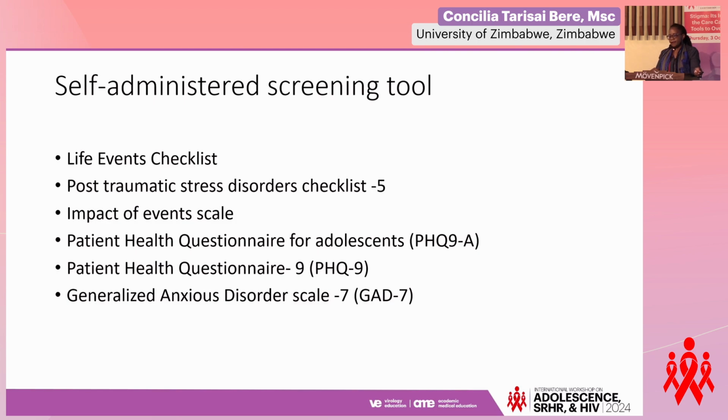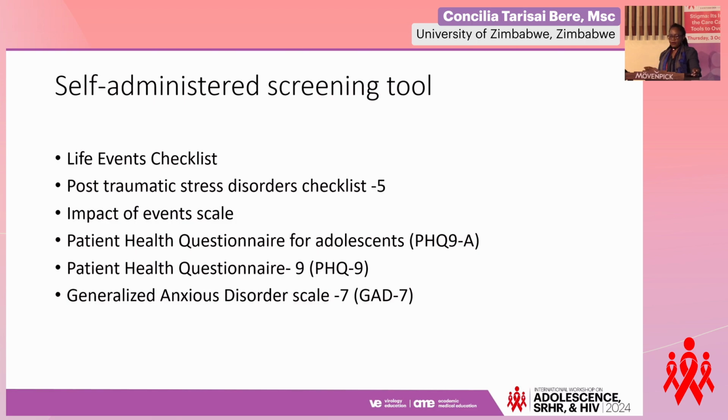I wanted to highlight a few that have been highly validated for use in Africa. The first one is the Life Events Checklist. And this is a checklist that goes through different traumatic or stressful life events. And if you tick that you've gone through, it could be sexual abuse, physical abuse, and others, we then worry that that might lead to post-traumatic stress disorder. So there's another checklist that is self-administered as well and readily available that is called the Post-Traumatic Stress Disorder Checklist. And this now then assesses for post-traumatic stress.